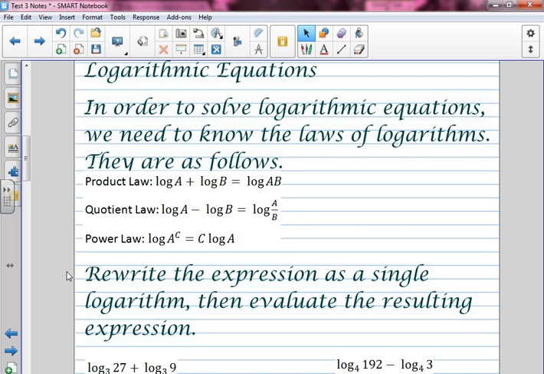The quotient law says the log of A minus the log of B equals the log of A over B. And the power law says the log of A to the C power equals C log of A. The power law is what we were doing yesterday when we were solving exponential equations. That's where you make the exponent the coefficient, and there you go. So we need to rewrite the expression as a single logarithm, then evaluate the resulting expressions.